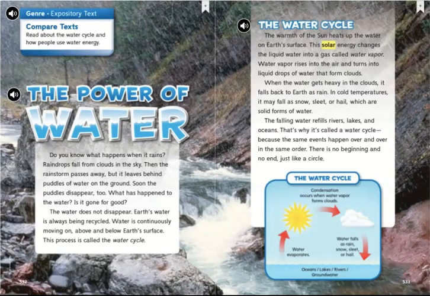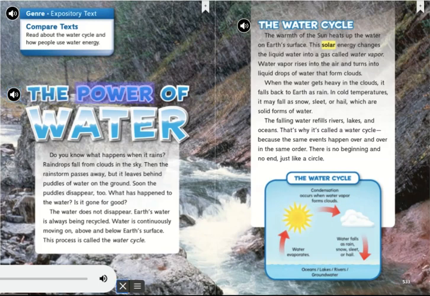Genre, expository text. Compare texts. Read about the water cycle and how people use water energy. The power of water. Do you know what happens when it rains?